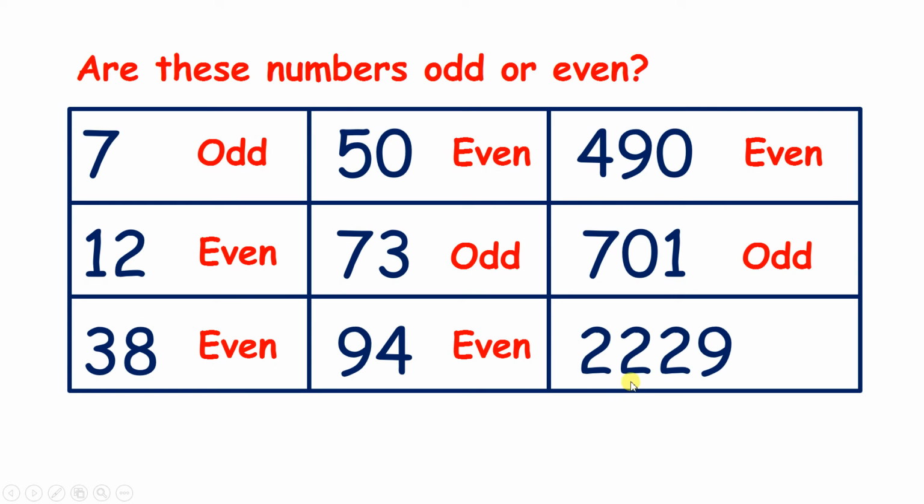And finally, we have this very large number. This is the number 2,229, but it has 9 units, so we know that it's odd.